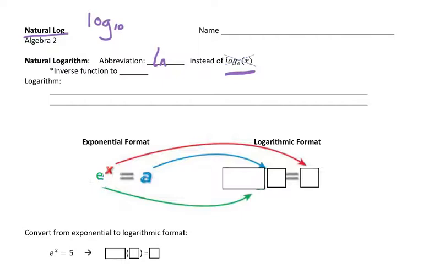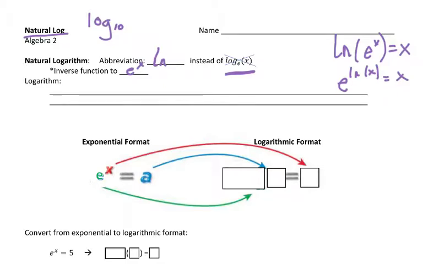Alright, so this is the inverse function to our e to the x. The idea is that if you take the natural log of e to the x, you're going to get x. Or if you take e to the natural log of x, they're going to cancel and get x. So that's what your inverse idea is about.